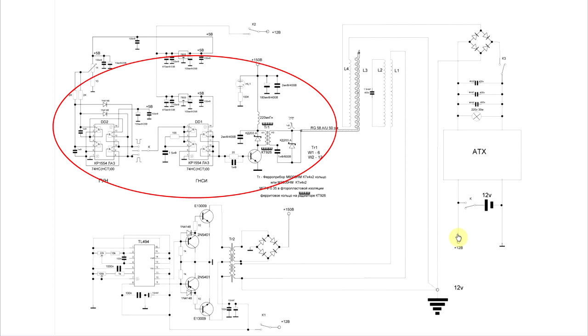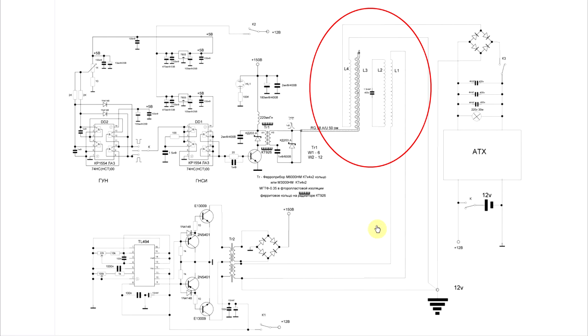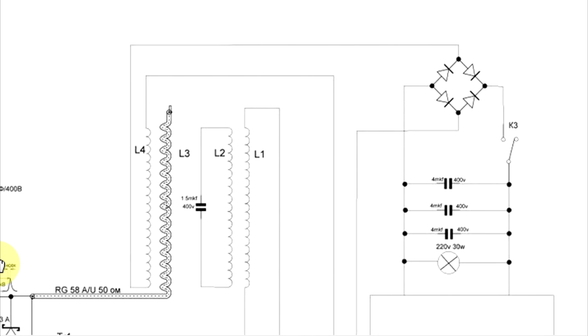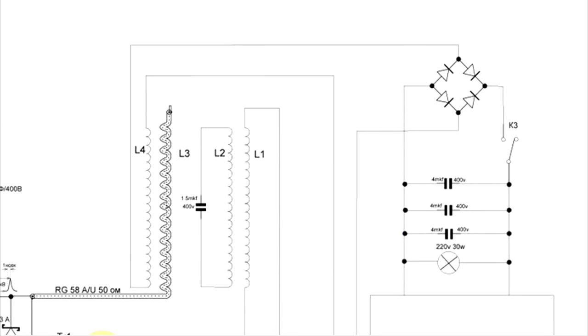So we have 3 parts. 1 part, second part, which are impulse forming circuitries and a magic coil. That is a regular inverter from the computer, and that's the load, which is the regular light bulb. That's what we call magic coil.